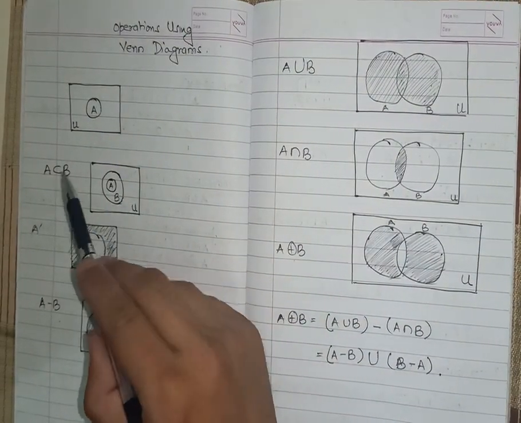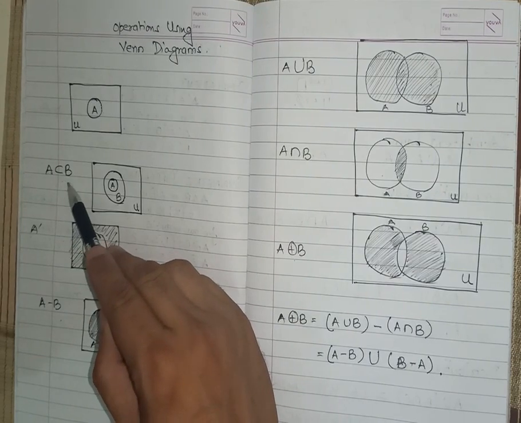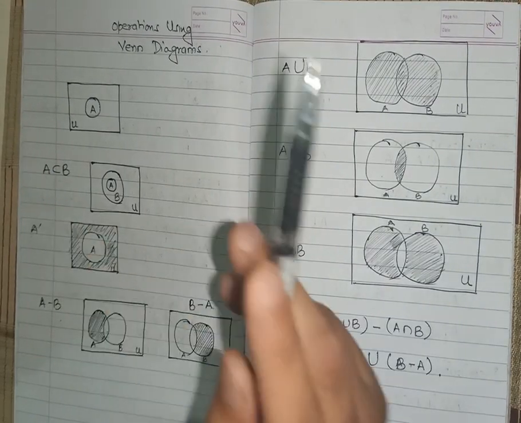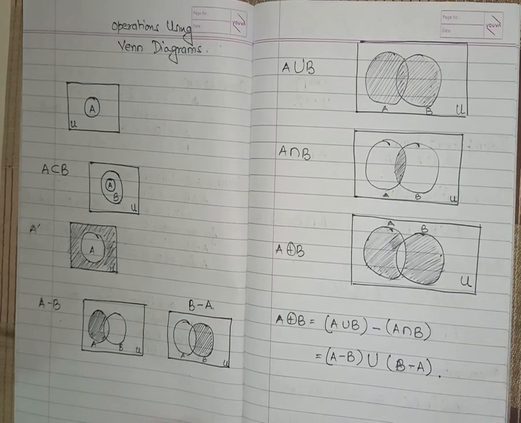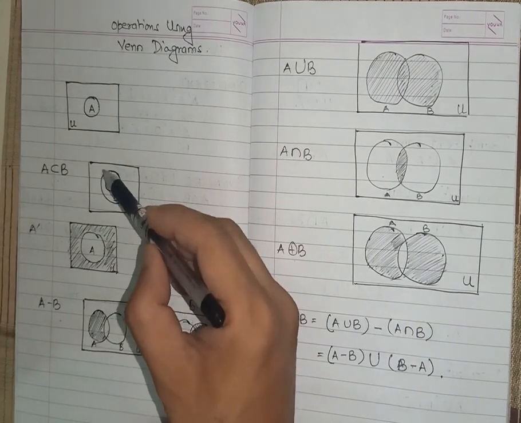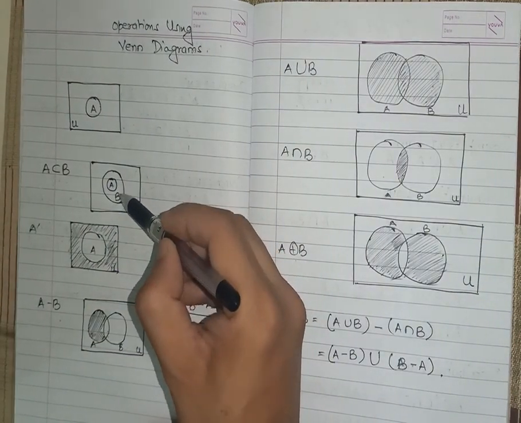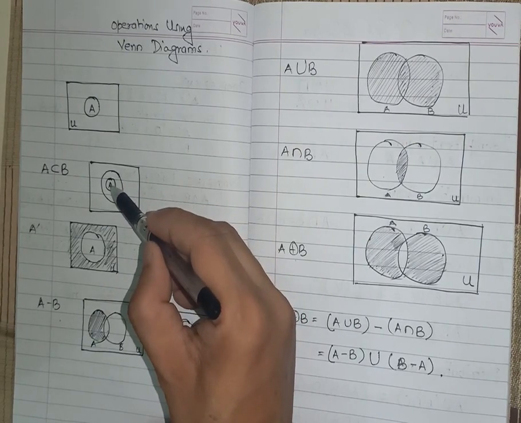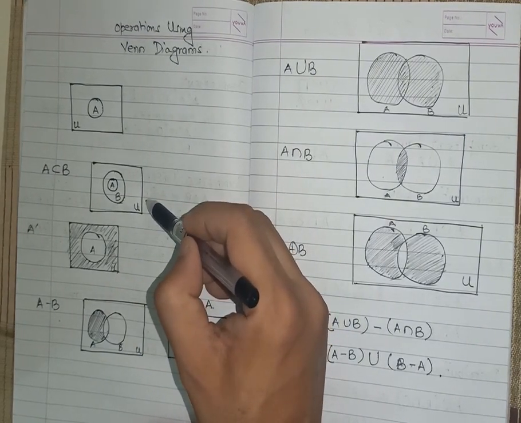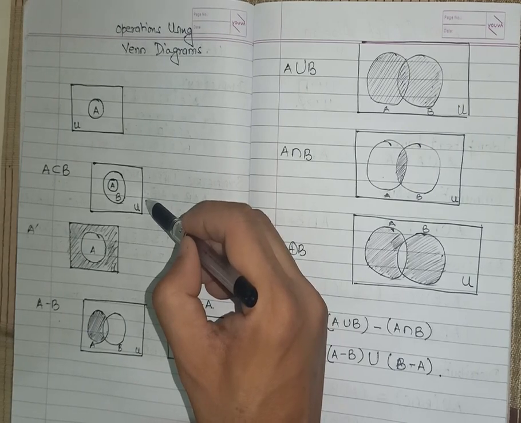This first example is A is a proper subset of B. Remember, what was the proper subset? Proper subset means A is a subset of B, but B is not a subset of A and B is also not equal to A. Only then it is called a proper subset. What it means is all the elements of A are the elements of B, but there are certain elements of B which are not the elements of A. So this is how A is a proper subset of B will be represented by using Venn diagrams.